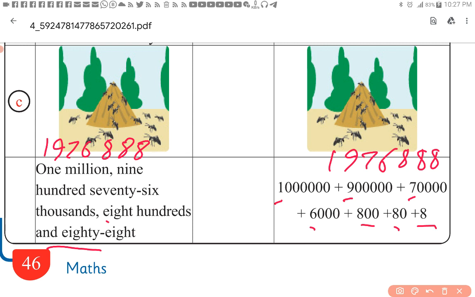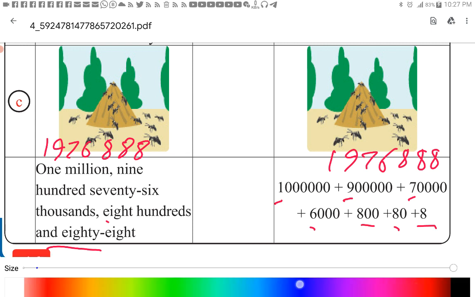Count the number of digits. Here we have 6 digits, 7 digits, and here 7 digits. Then start to compare. Here 1, and here 1. Here 9, and here 9. Here 7, and here 7. Here 6, and here 6. Here 888, and here 888. So the two numbers are the same, so we will put equal.